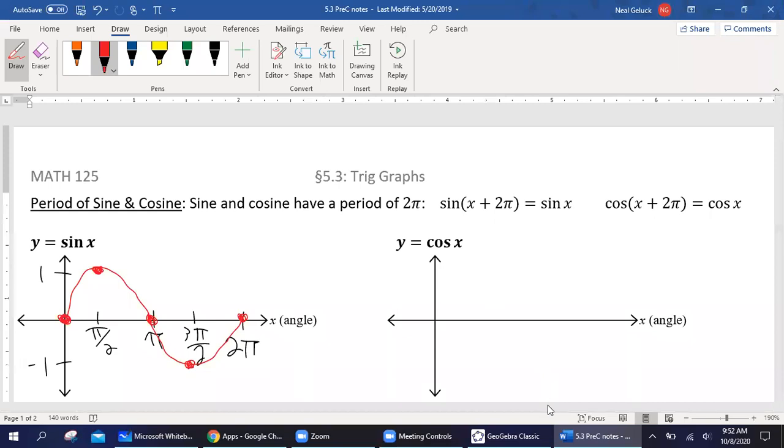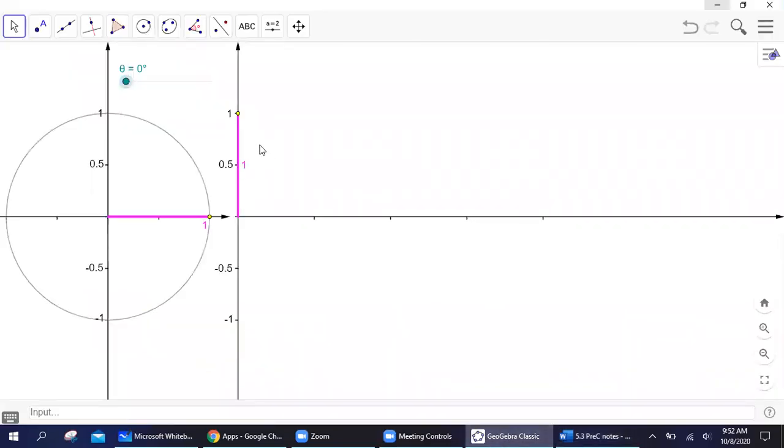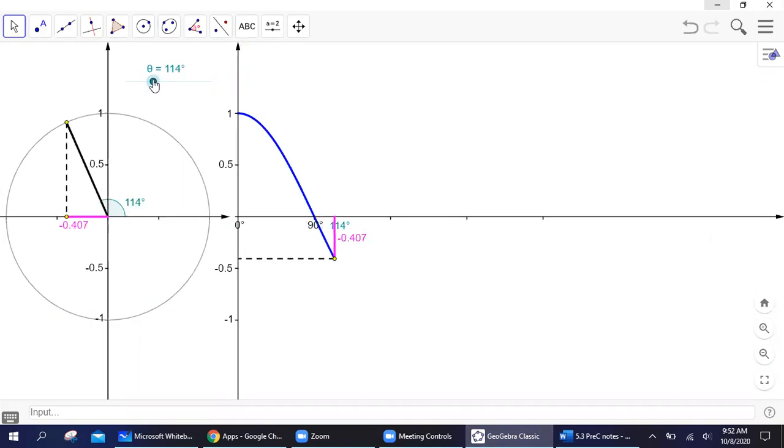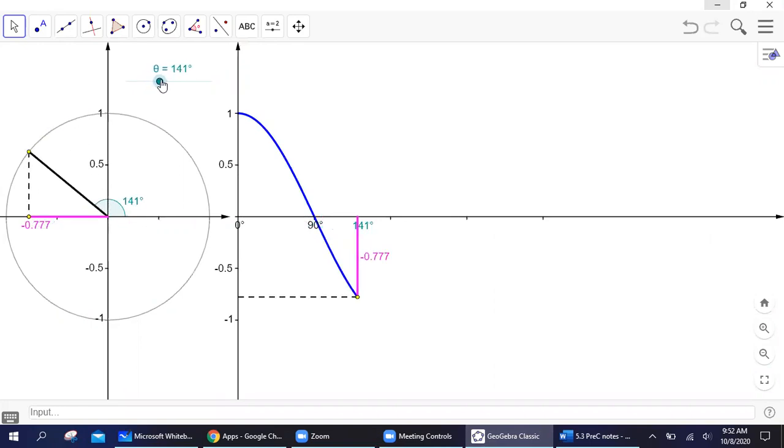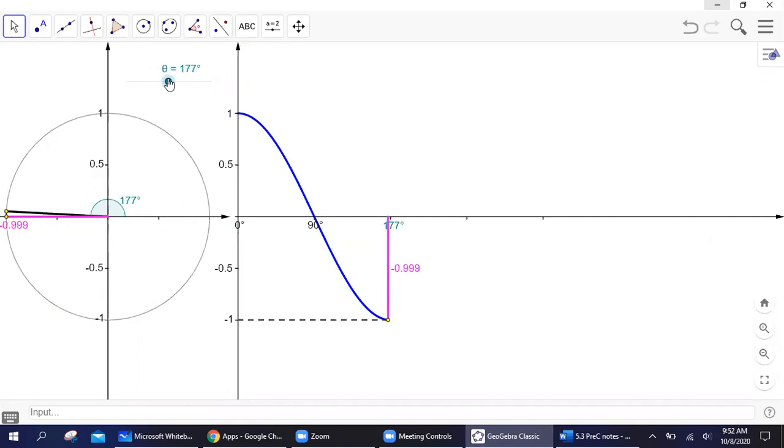Now we're going to look at cosine's parent graph. Now this one does it in degrees, but it's the same logic. At 0, the cosine is 1. So notice that this dot is starting up at 1. And then cosine diminishes until it reaches 0 at pi over 2, or 90 degrees. Cosine becomes negative in the second quadrant until it bottoms out at -1 at pi, or 180 degrees.